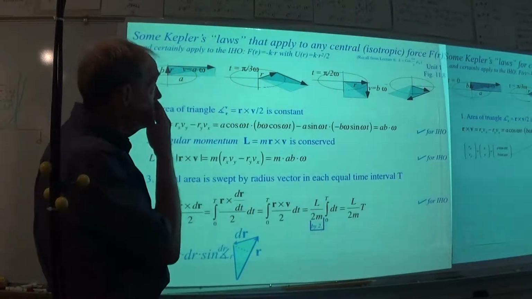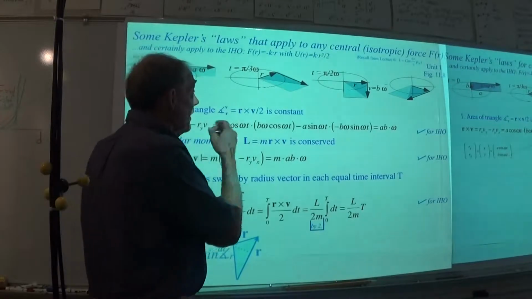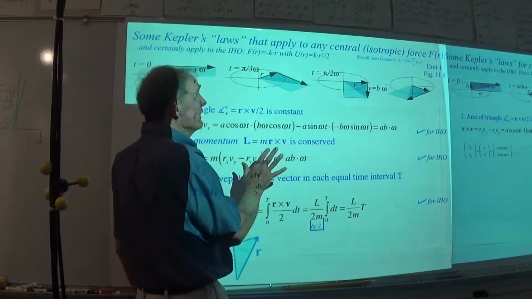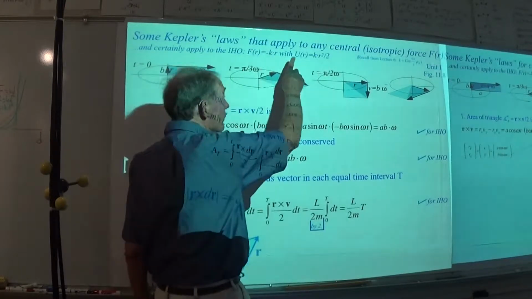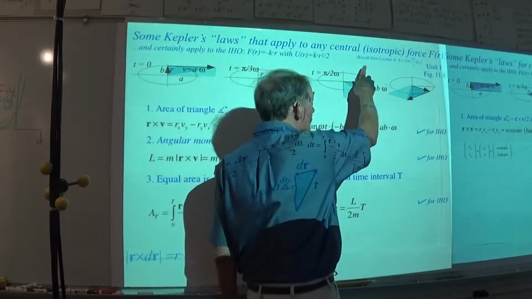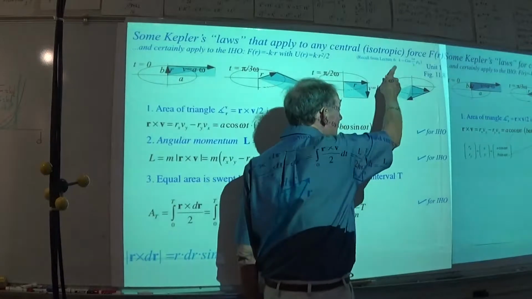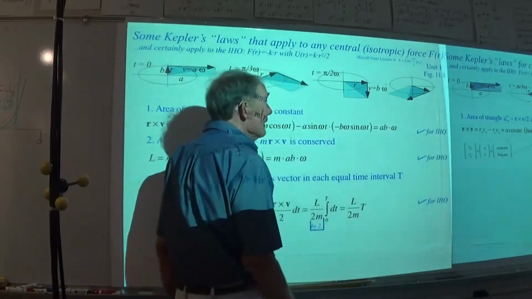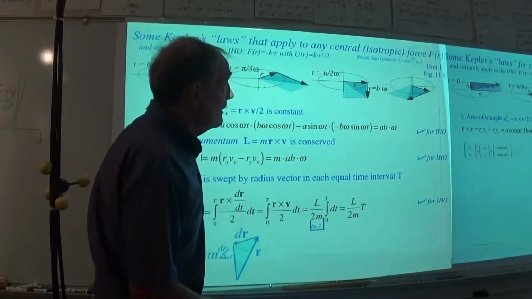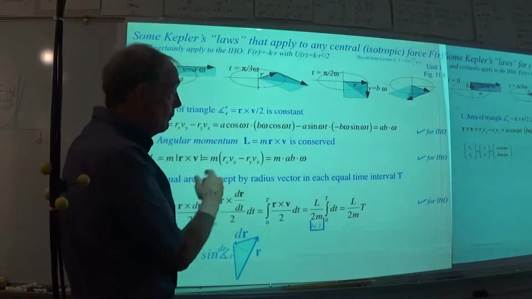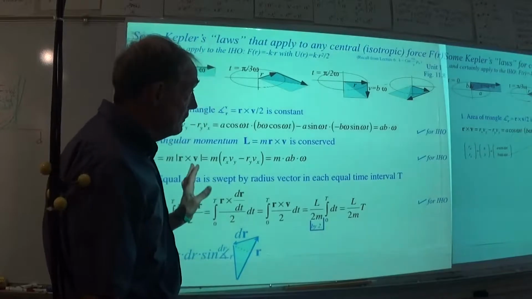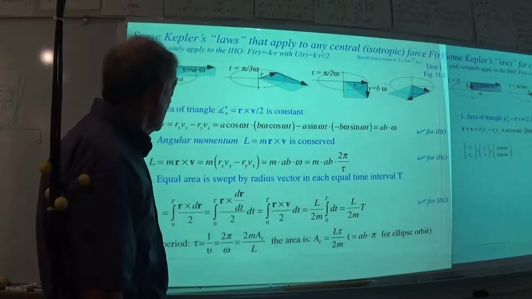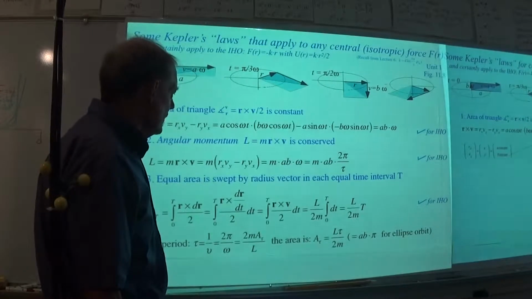Now what's interesting about all of these is this isn't just the oscillator that does this. This is something that's true for all central force, that is isotropic force laws. Take any force law that you can make isotropic, and this will be satisfied. These are constants of the motion. Okay.